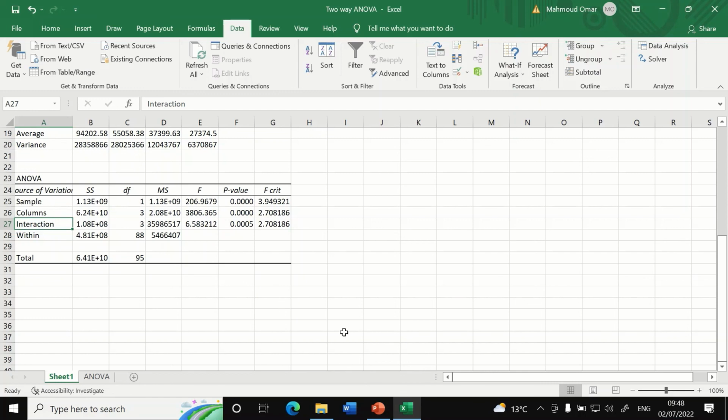So this is the way to do two-way ANOVA in Excel for data that have two factors or two levels.